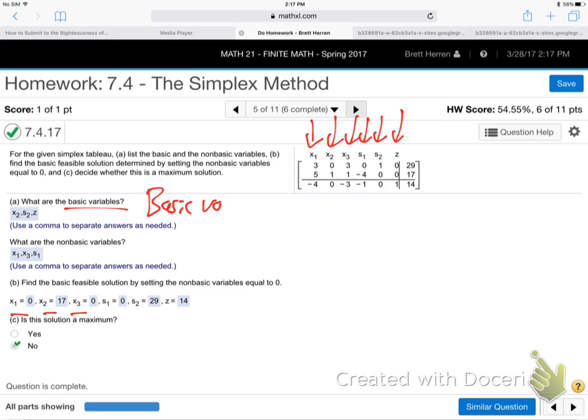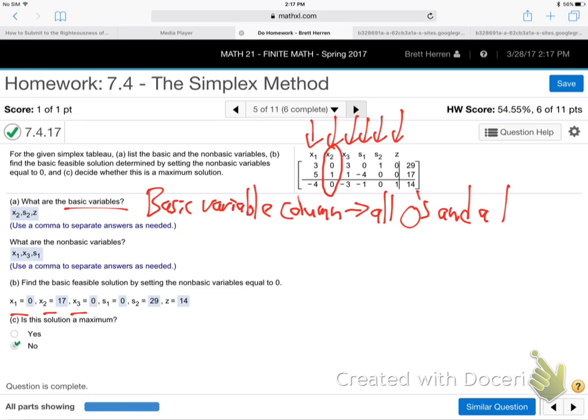Now, there's something called basic variables. By the way, notice a variable is a column. Like, this is X1 going down. It's the column going down, right? So when I say a variable, I mean going down, that column. So a basic variable column is all zeros and a 1. That's what it means to be a basic variable. You're basic. You're just a bunch of zeros and a 1. So which columns have all zeros and a single 1? X2, S1, and Z. That's why I put over here X2, S2, and Z. Those are what we call the basic. They're as simple as you can get. All zeros and a one.